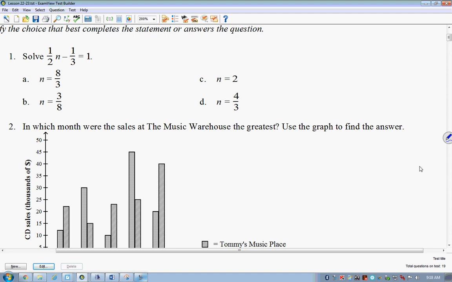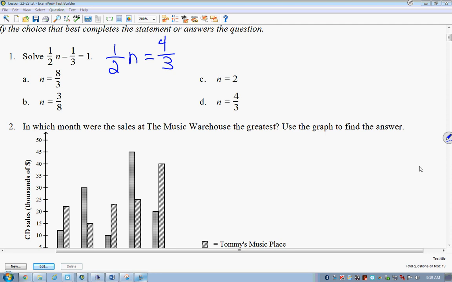The negative 1/3, right? Because I'm subtracting there. How do I undo that subtraction? Through addition. So that's going to give me 1/2 n equals really 1 1/3, or what, 4/3? Is that the same? 4/3. Okay. So we're adding that there. All right. What do I need to do next?